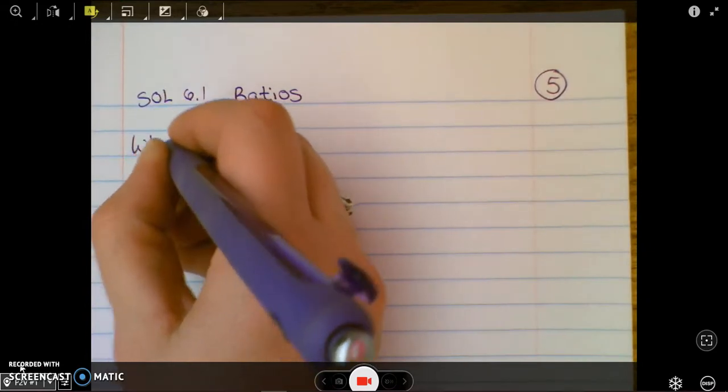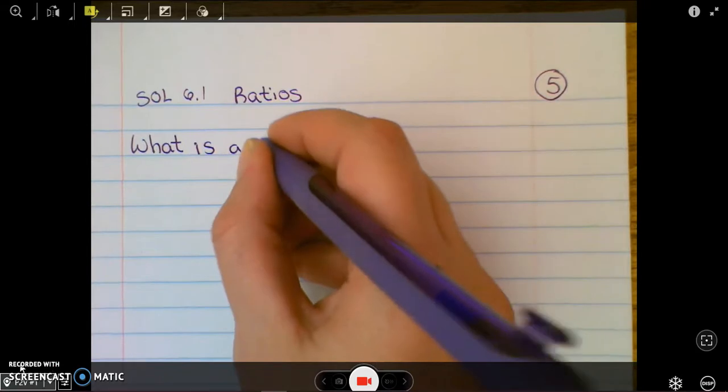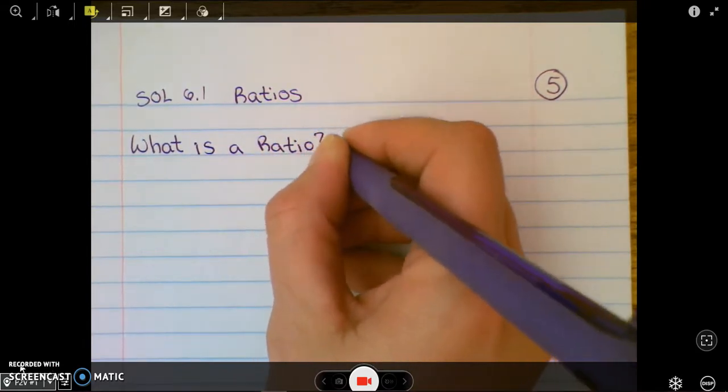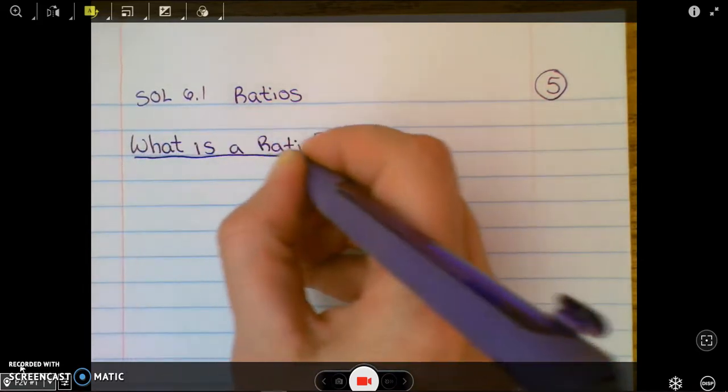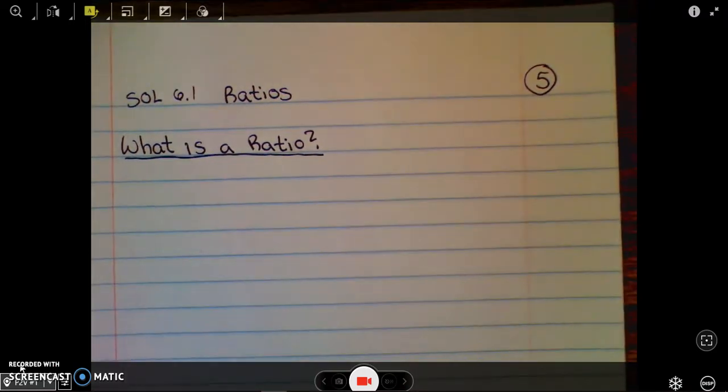So we're going to first talk about what a ratio is. We're going to define it. So we're going to answer the question, what is a ratio? In some of my classes today, some people have heard of what a ratio is, but we're not able to define it. So you may recognize the vocabulary but not know the definition of it.